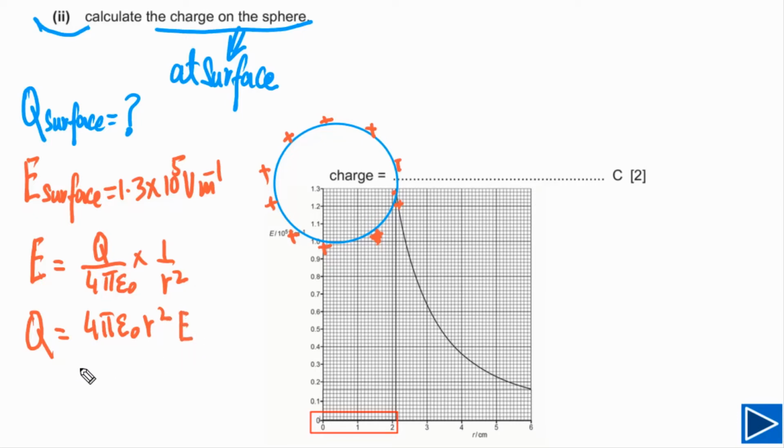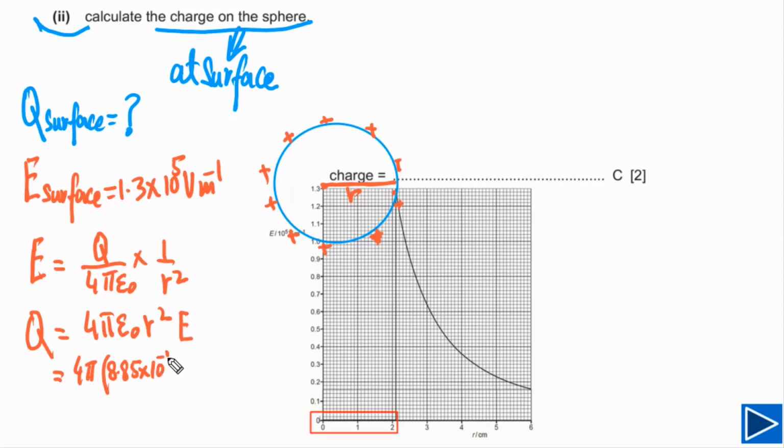Now simply we need to plug in values, and this r is the radius, meaning the distance from the center of the sphere, and that distance is equal to the radius. So simply we plug in values and we can find the value of Q, the Q at the surface of this sphere. Pi is a constant, so we can say this is 4 pi. Epsilon is a constant. You can get the value of this from the given values of constants, and this is equal to 8.